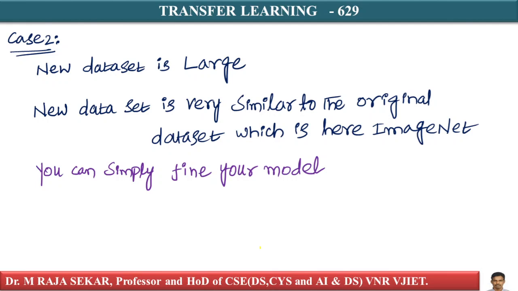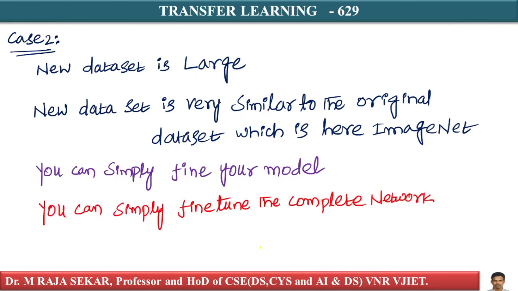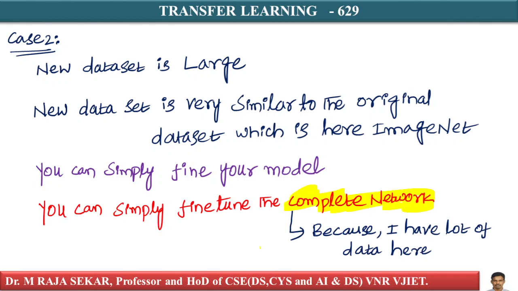We simply fine tune the complete network, isn't it? Why are you fine tuning the complete network and not just the last few layers? Because this is an important point: I have a lot of data here. I can afford to fine tune the network. That is important, isn't it?